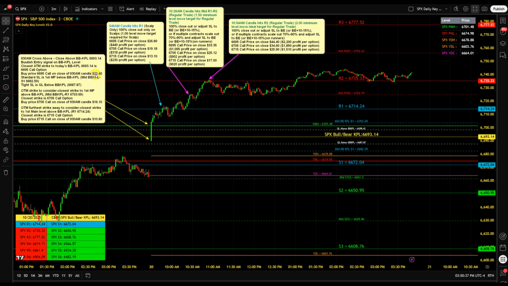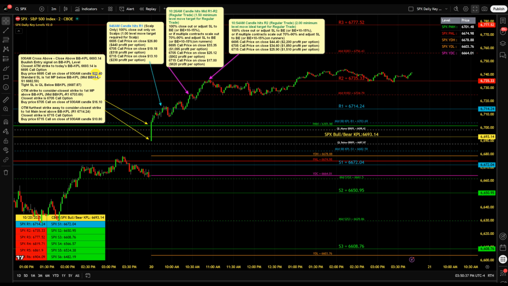Now you can use 1 DTE options with this indicator as well. We would not recommend that you use anything over 1 DTE. We use 0 DTE. However, if you feel more comfortable using 1 DTE for whatever reason, then you can certainly look on your own time at what the various prices would have been for 1 DTE versions of each of these options as they progress throughout the session.